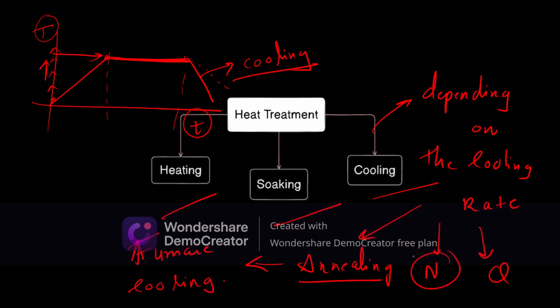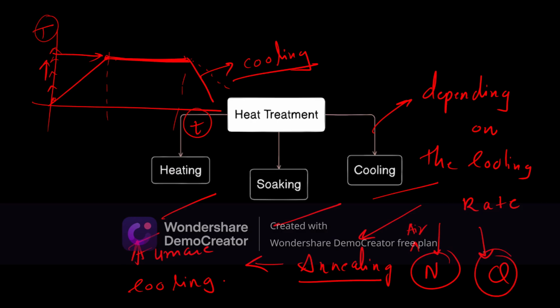In the case of normalizing, if we increase the cooling rate a bit, then that heat treatment is known as normalizing, where the cooling rate is a little higher than annealing, but lower than quenching. The cooling is also known as air cooling in the normalizing case. So, air cooling.